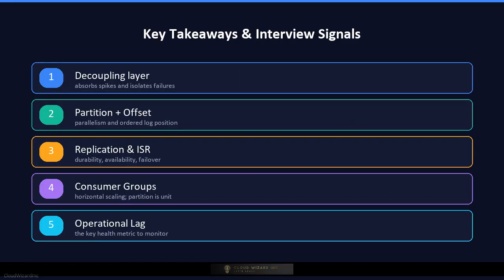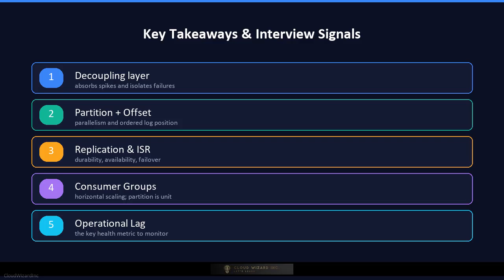Key takeaways for your interview. First, a message queue is not just a pipe. It is a durable, scalable, fault-tolerant communication layer that decouples services and absorbs traffic spikes. Second, understand partitions and offsets cold. Partitions provide parallelism and ordering, while offsets provide the consumer's position in the log.